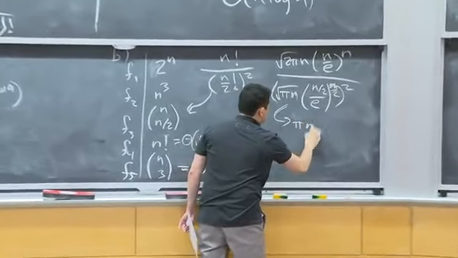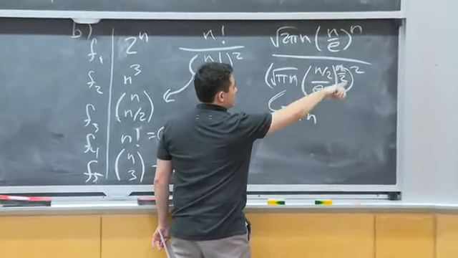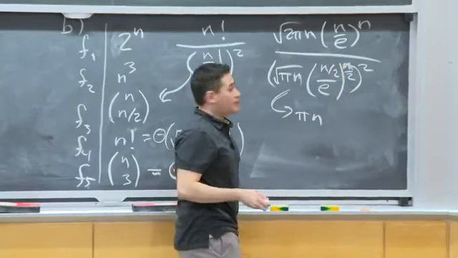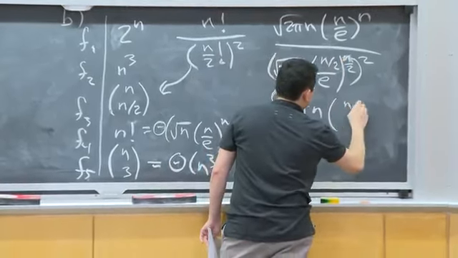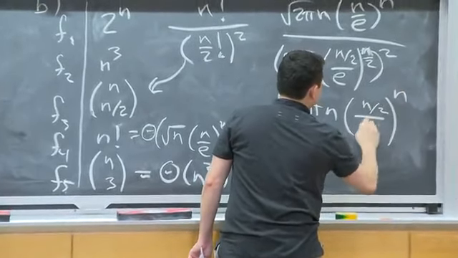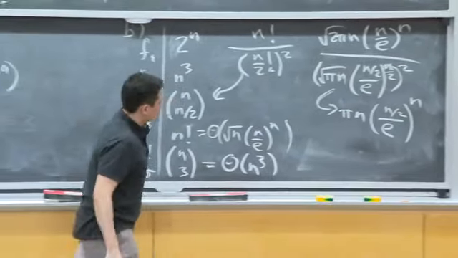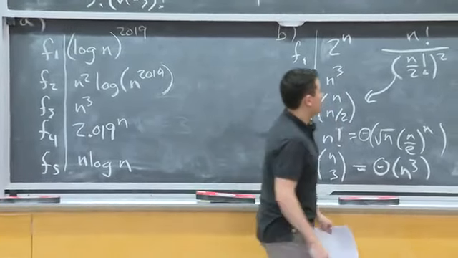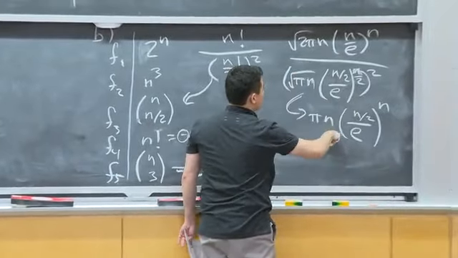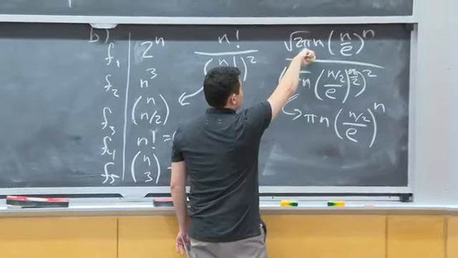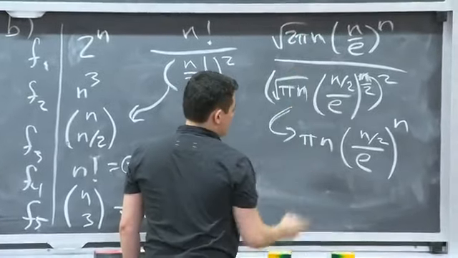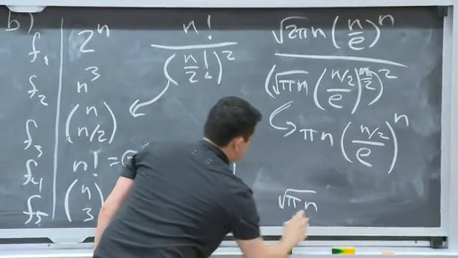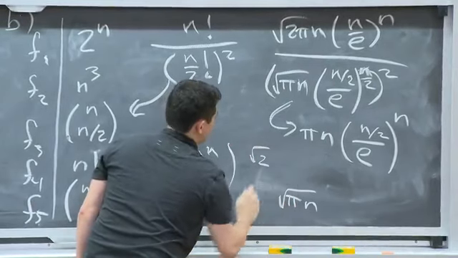It's pi times n. And then this guy, n over 2 squared, that just stays as an n, right? Then we have n over 2 to the n over e. Something like that, n over 2 over e to the n. That makes me happier. Okay, so now we have this over this. How do we simplify? Well, we can cancel out one of the root n's. So we've got square root of pi n down here and square root of 2 up top.